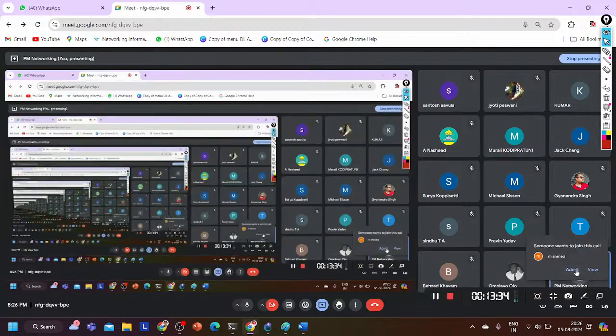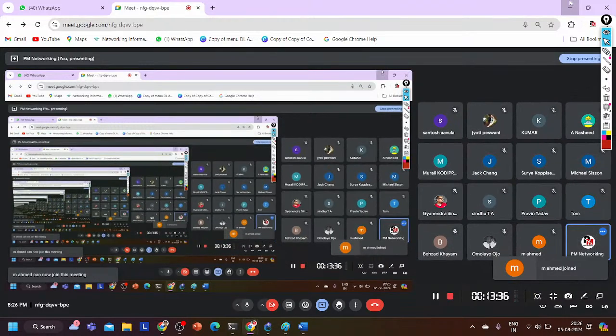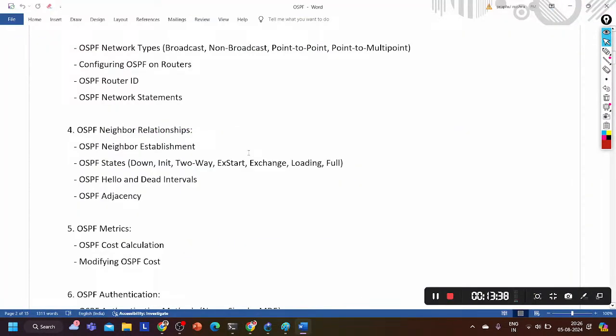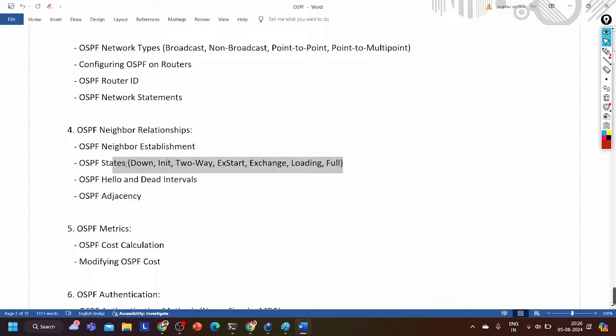In EIGRP, once you enable EIGRP on an interface of a router, it will start sending hello messages from that interface, right? And when a router receives the hello message, it will check some parameters. If the parameters match, both routers will become neighbors. But in the case of OSPF, we have multiple states. So we are going to learn all these states, don't worry.